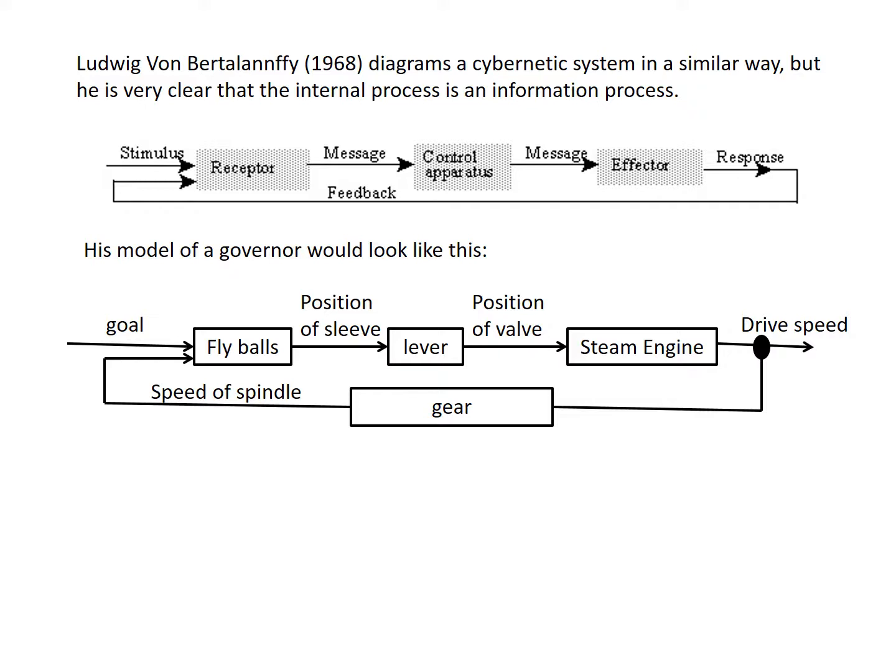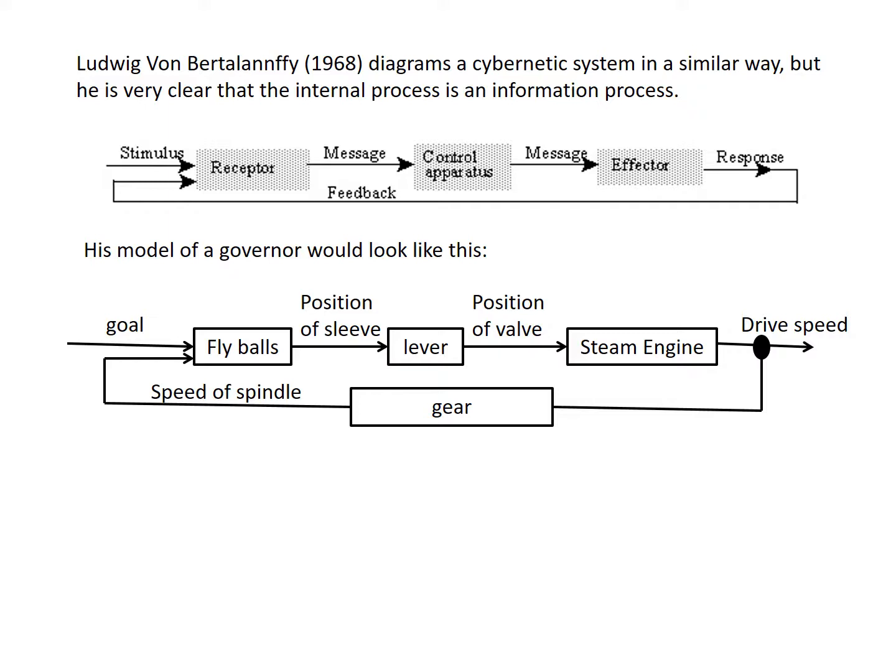Ludwig von Bertalanffy, 1968, diagrams a cybernetic system in a similar way, but he is very clear that the internal process is an information process. Thus, the stimulus to a receptor turns into a message which is fed to the control apparatus, which produces a message to the effector, which produces a response, which is then fed back into the receptor.